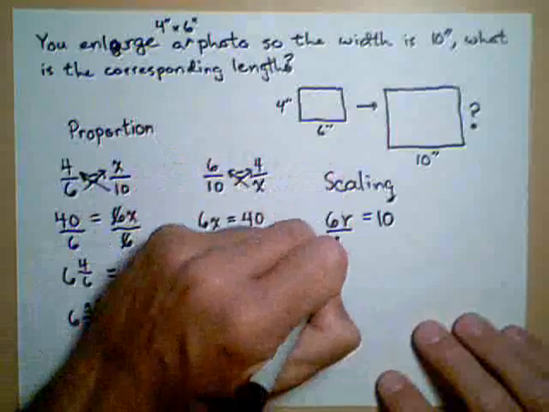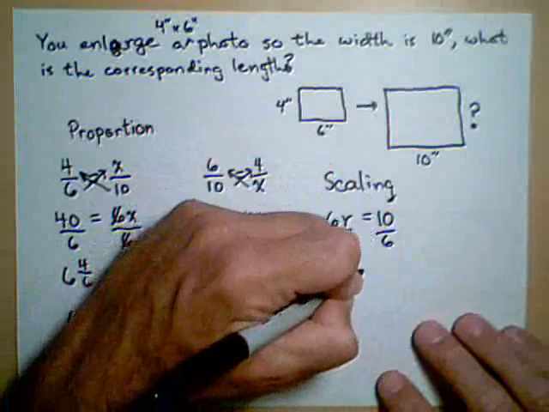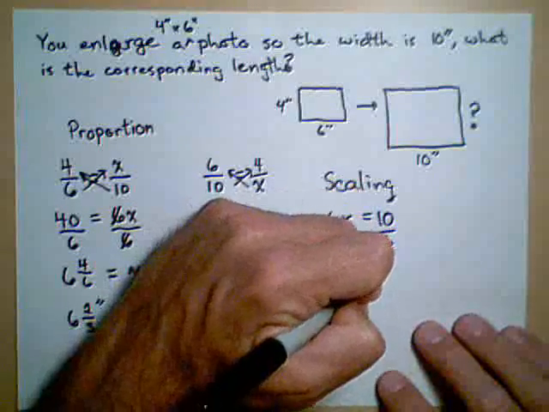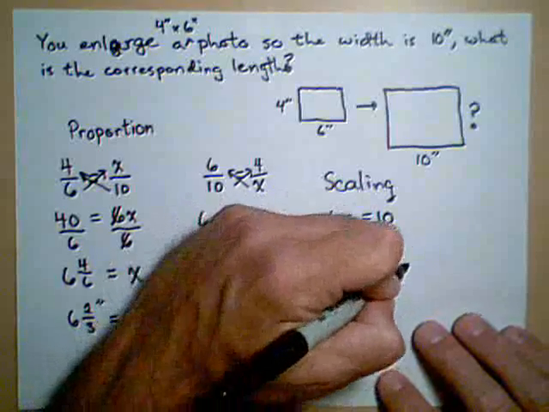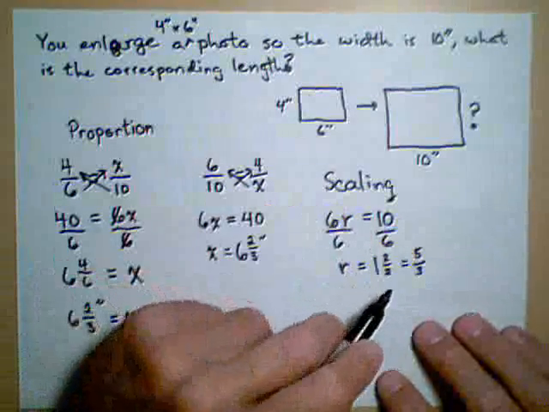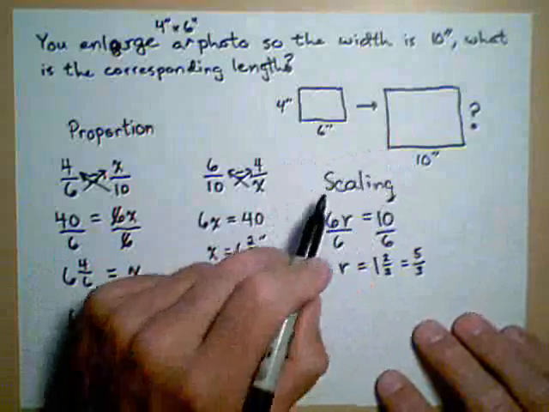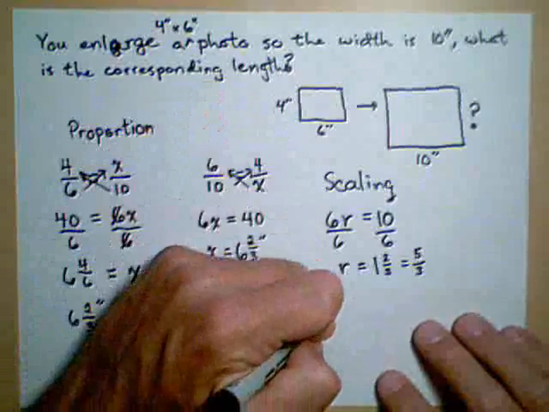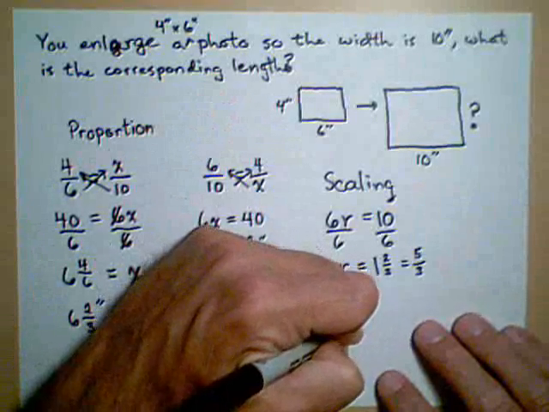Now we divide both sides by 6 to get our scaling factor, and we get r equals 10/6, or 1 4/6, or 1 2/3. Or we could also leave it as 5/3. That's our scaling factor from going from one photo to the other. So to determine what our new side would be, we take the other side, 4, and multiply it by our scaling factor of 5/3.